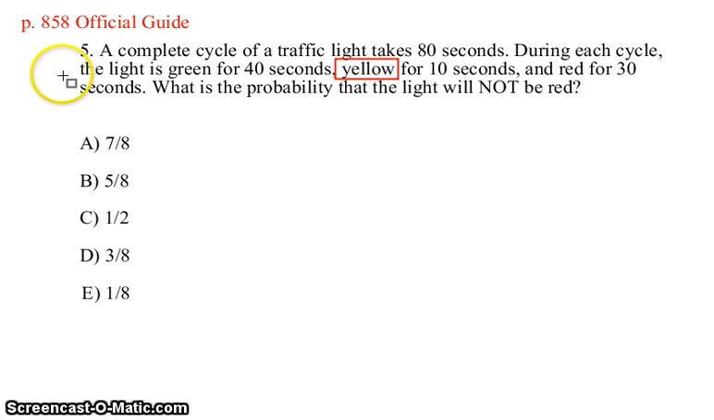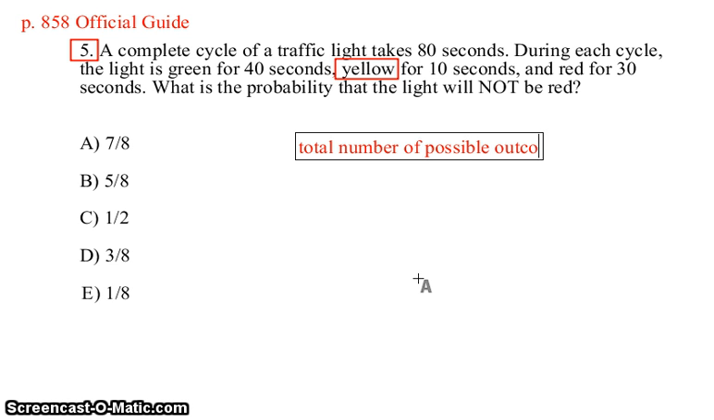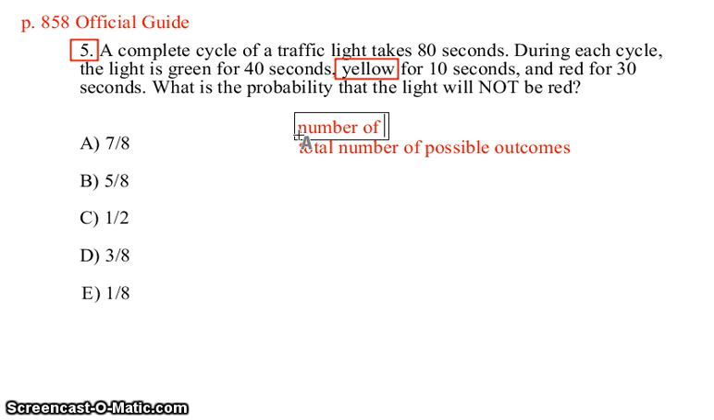But if we look at this question, it's not the hardest question in the world. It's only a number 5, and so it shouldn't be that difficult. But I did want to take a second to use it to talk about what probability is all about on this test. The best way to think about probability on this test is as a fraction. On the bottom of the fraction goes the total number of possible outcomes, and on the top goes the number of outcomes you want, or the number that meet the criteria.